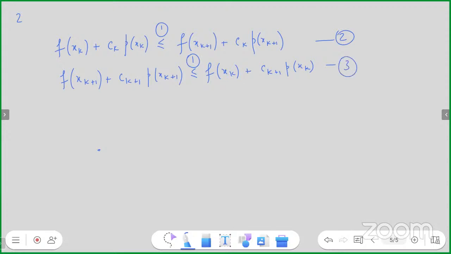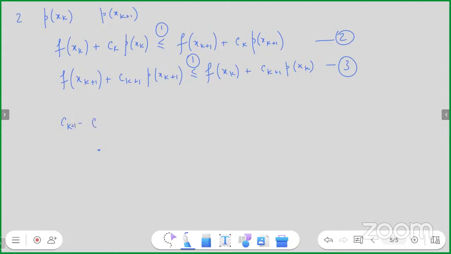Now look at 2 and 3. Do you see something which you can use? All we want to understand is the relationship between p of x k and p of x k plus 1. So what can you eliminate from here? Can you eliminate all the f's? Yes, by adding. Adding or subtracting? You need subtraction. Move this to that side and just add these two inequalities. So this is a minus f of x k when you move it there, and this is a plus. Similarly, this is minus f of x k plus 1 and there is a plus. If you add these two inequalities, what do you end up getting?